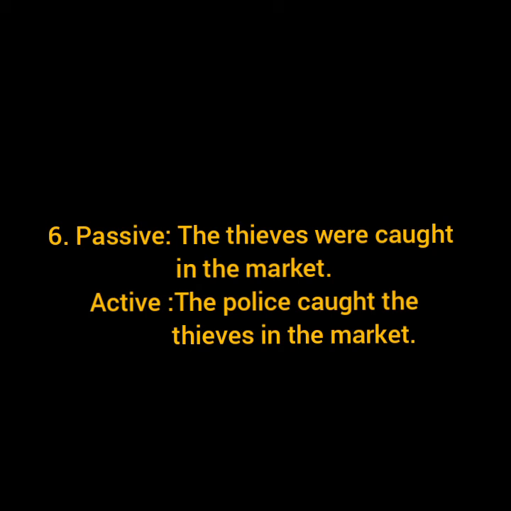Now let us change into active voice. The police, and the second form of catch is caught again. The police caught, take down the thieves in the market.